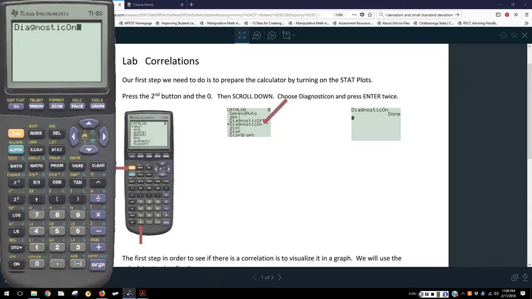Then we're going to hit Enter again. You didn't see it do anything. You don't ever need to do that again. But in order for this to work for the rest of the semester, we do need to do that one thing. So be sure you complete those 3 steps.